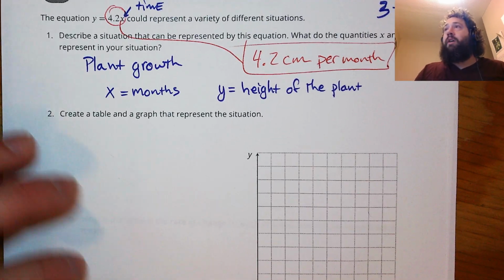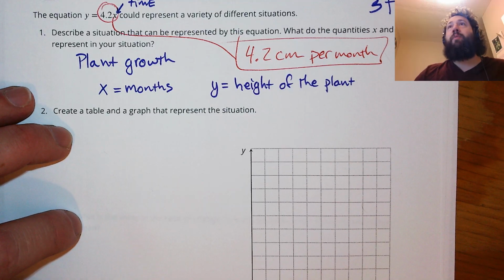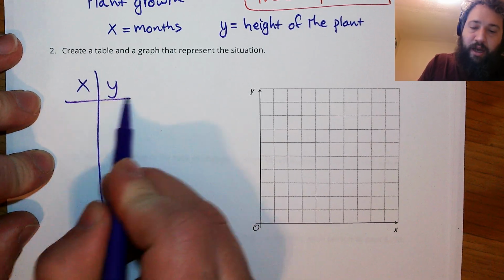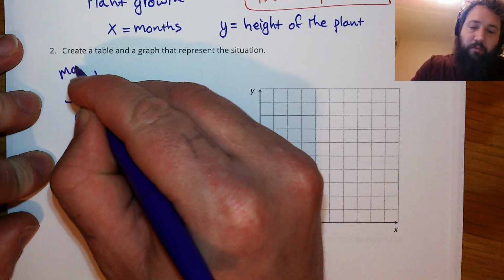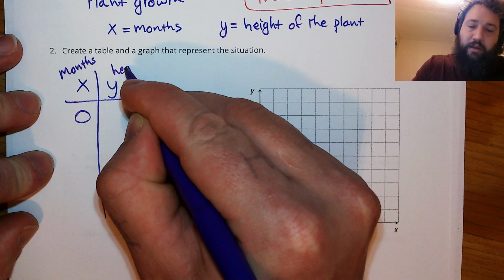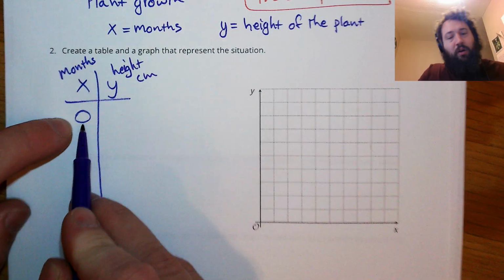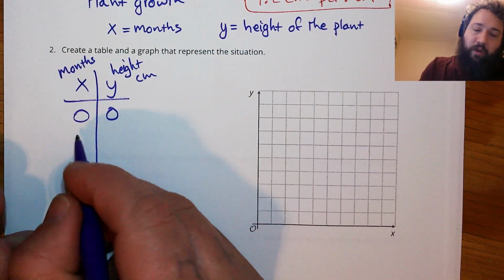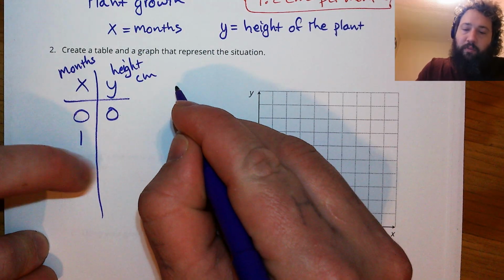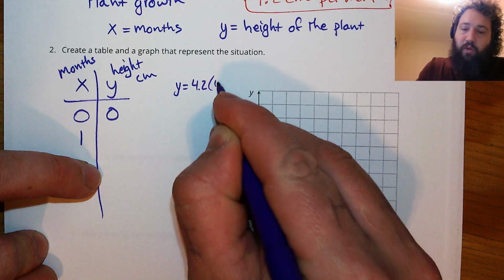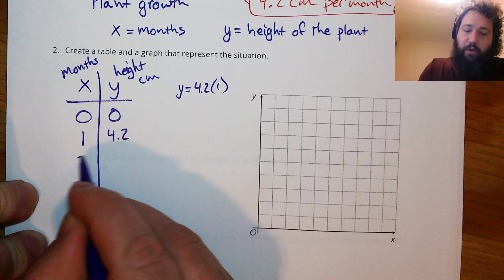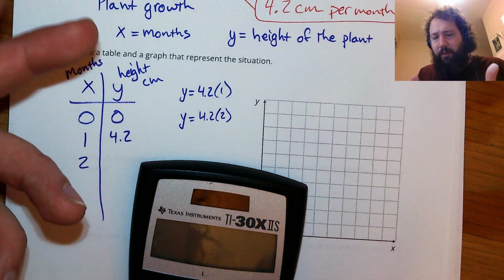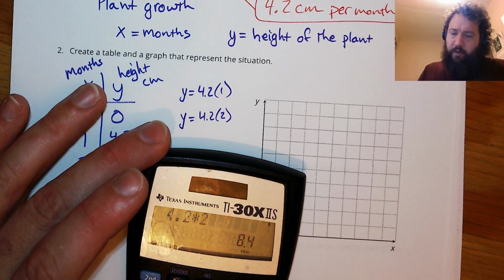Now, as I go along here, it says create a table of this example. I'm going to scoot up, so I can make a table of my x and y. Remember in my story, this is months, and this is height in centimeters. 0 months, 0 height. Again, it's a proportional relationship, so it's going through 0, 0. So then 1 month, well, if I plug 1 into my y equals 4.2, that's going to give me 4.2. If I put a 2 in there, I get y equals 4.2 times 2. That's going to give me 8.4, I believe. Let's check. 4.2 times 2. 8.4 is correct.